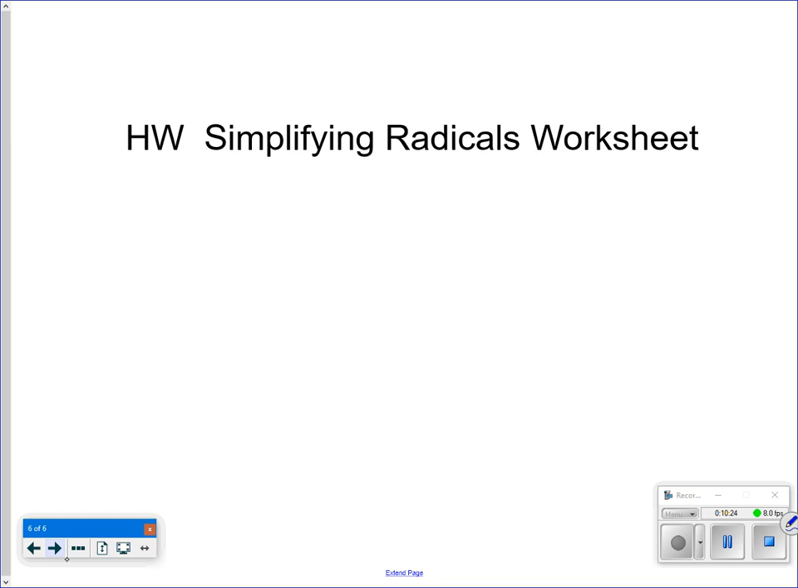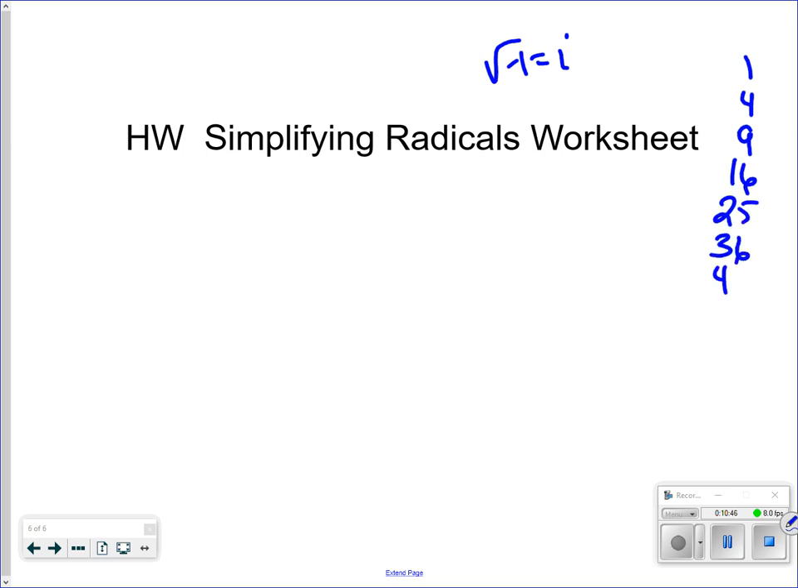Okay, your practice worksheet is titled up at the top, 9.7 Simplifying Radicals Worksheet. Use your list. I would suggest you put this right on the top: square root of -1 equals i, and you also might want to write this list right down the side. These are the most common first perfect squares that you could see that you might have to break apart and then try to pick out numbers that are perfect squares. All right, good luck. We'll see you next time.